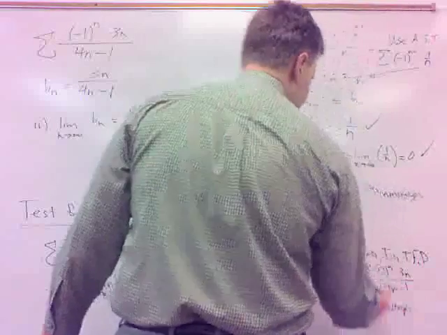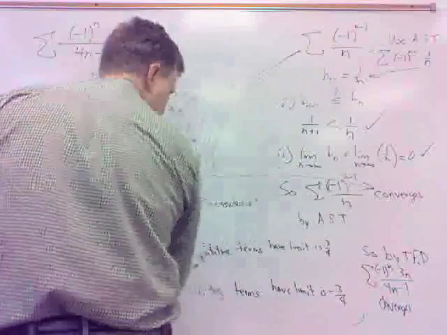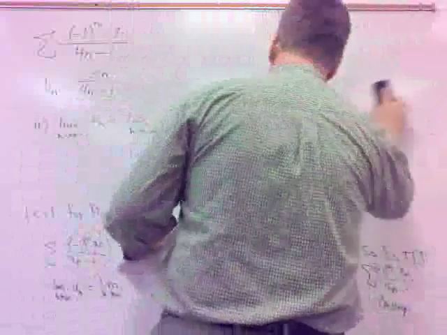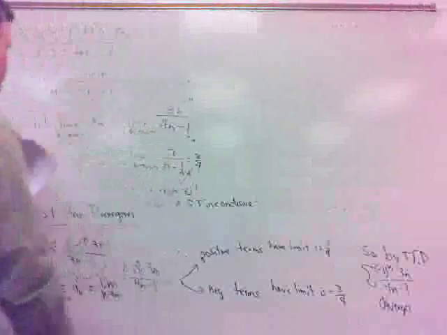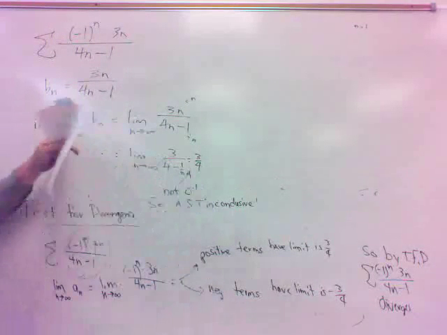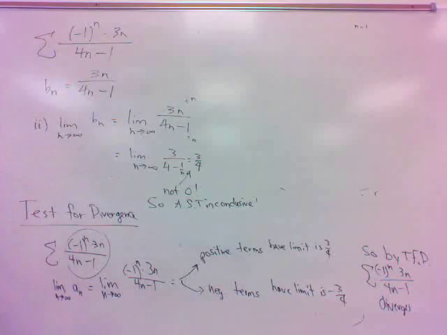So even though it's an alternating series, in this case we have to go back to the old test for divergence. But again, like I said, once we got to part 2 of the alternating series test, it kind of clued us in to look at that because this limit was not 0. And that falls into the test for divergence. All right. Is that okay? All right. Let's look at another one.